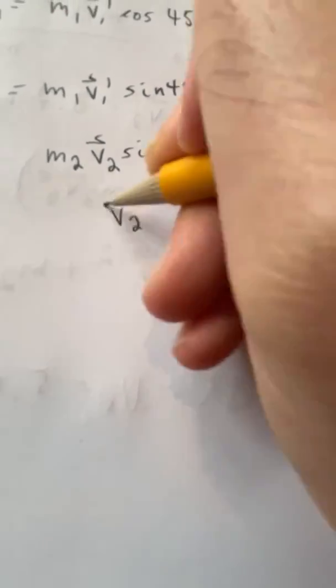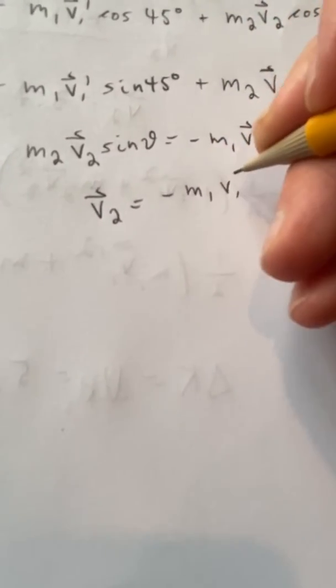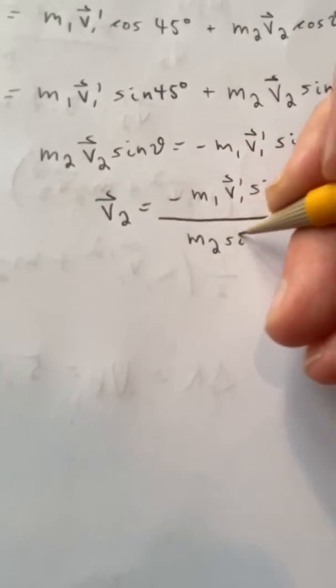And we can really solve for whatever we want, but maybe we'll solve this equation for v2. So we'll do v2, and then we'll divide out this m2 and this sine theta. So we'll have minus m1 v1 prime sine 45 over m2 sine theta. So this equals v2. We can now take this expression for v2 and plug it back into our first equation, okay?